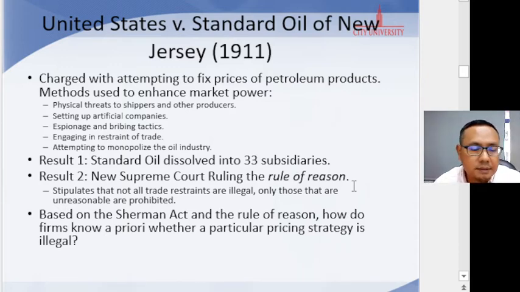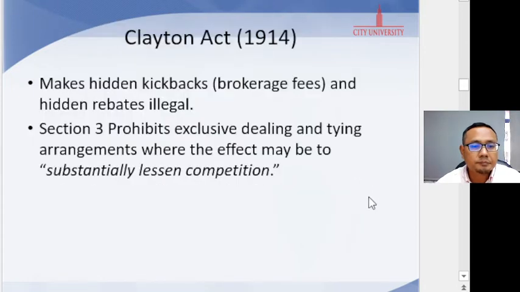monopolize the oil industry. So the results from there: first result, Standard Oil was dissolved into 33 subsidiaries. Result 2, a new Supreme Court ruling, the rule of reason, which stipulates that not all trade restraints are illegal, only those that are unreasonable are prohibited. So based on the Sherman Act and the rule of reason, how do firms know a priori whether a particular pricing strategy is illegal?